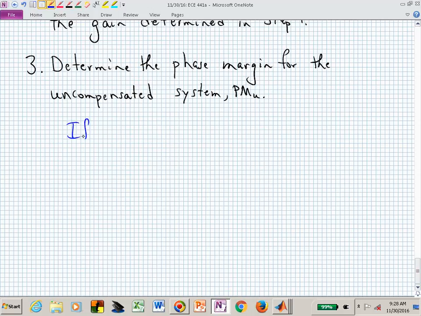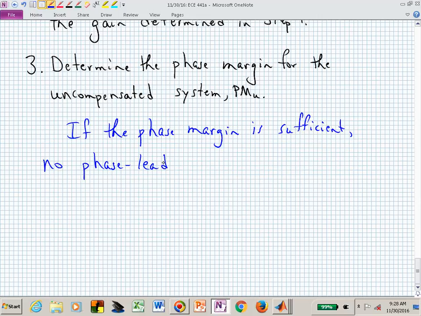If it turns out that you luck out and that phase margin is big enough to meet your design spec, you're done. You don't have to go any further. You've basically been able to satisfy your design specs by adjusting the gain in your system. If the phase margin is sufficient, and that's the PM sub U, then no phase lead controller is needed.